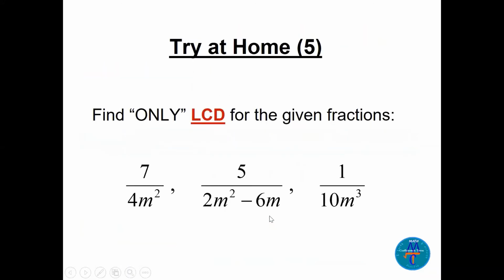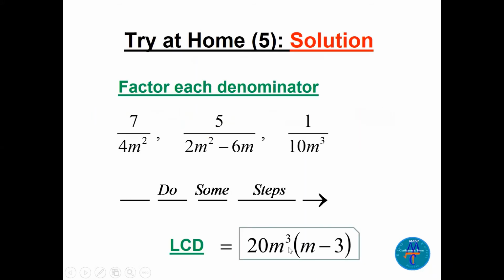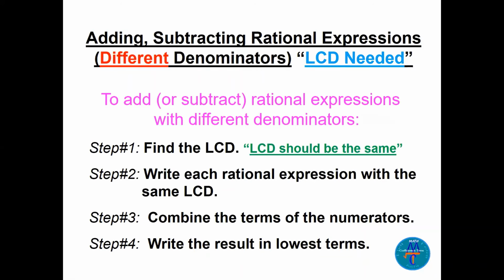Okay, let's see. Try at home. Another example. Try at home. You can do it. 7 over 4m squared, 5 over this, 1 over 10m cubed. Factor it, find the LCD. The answer is there actually. If you need the whole complete solution, please see additional solved questions.